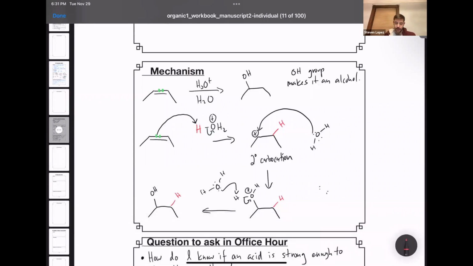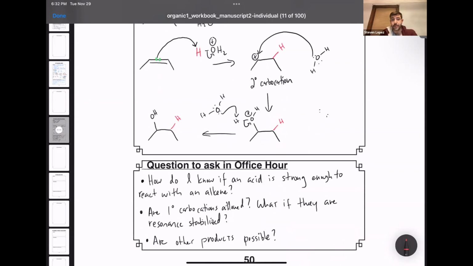Okay, so from there, you'll notice that here I've picked a symmetrical alkene. There's not a preference for adding to one carbon or another because they're both symmetrically equivalent, but there are examples where there's a preference, or a regioselectivity, of adding this water onto the carbocation, and that'll be covered in the next episode. In the meantime, there's some questions you might want to ask in office hour.